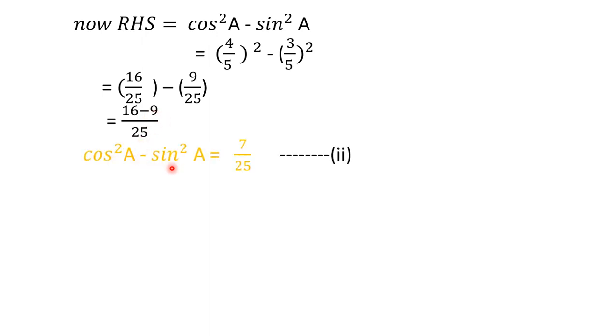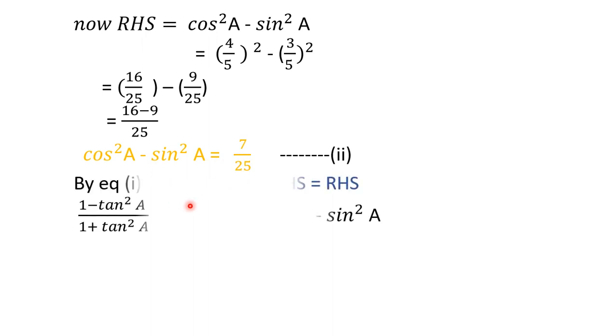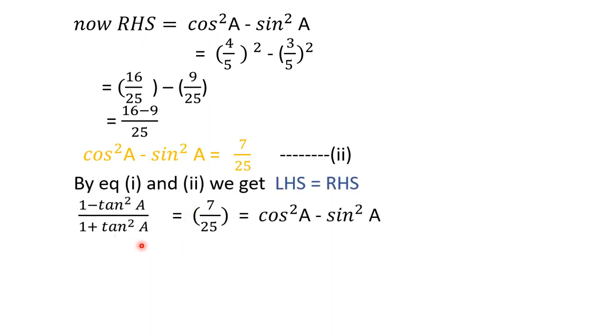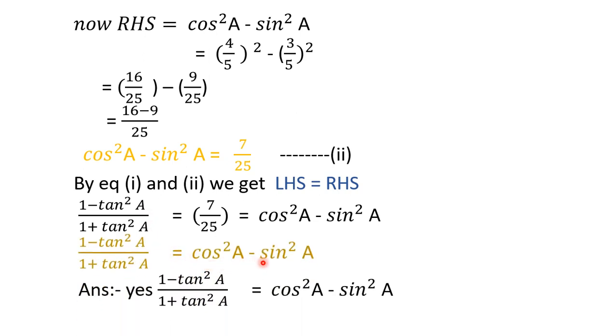So cos square A minus sin square A is 7 by 25. Now by equations 1 and 2, we observe that both the left hand side and right hand sides are equal, that is, 1 minus tan square A upon 1 plus tan square A is equal to cos square A minus sin square A. So we can say 1 minus tan square A upon 1 plus tan square A is equal to cos square A minus sin square A.